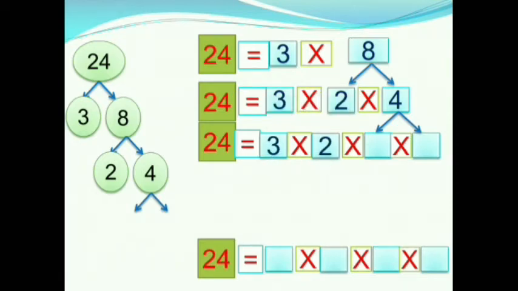But 4 can be further divided into 2 and 2. So we will write 2 and 2. Now all numbers are prime factors. The factors which we got are 3 into 2 into 2 into 2.